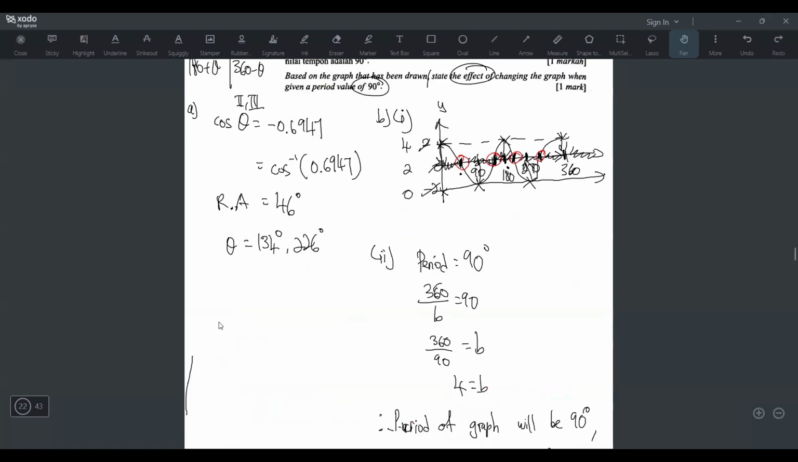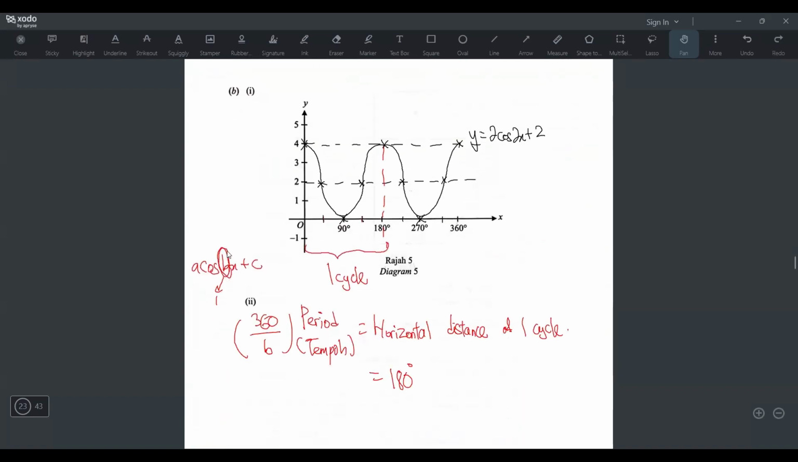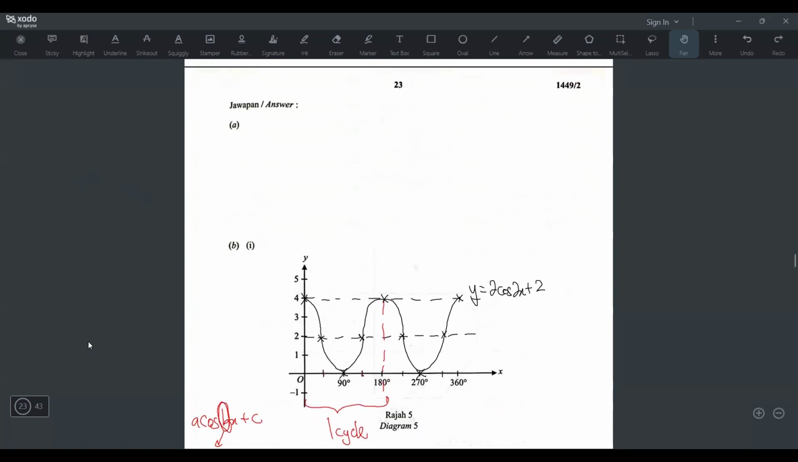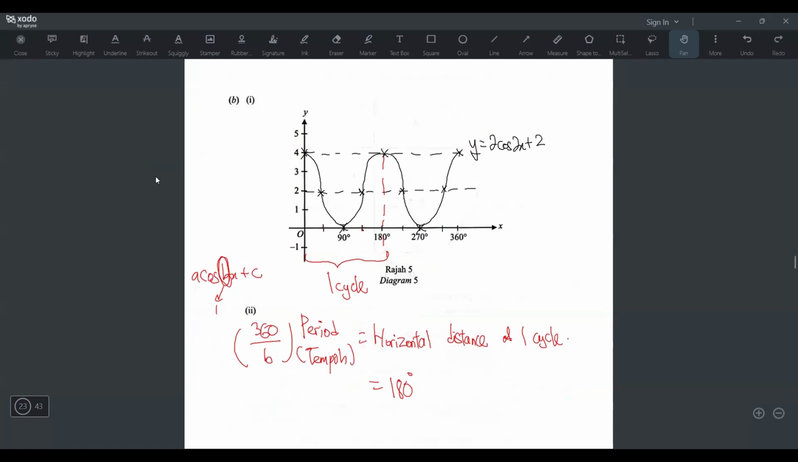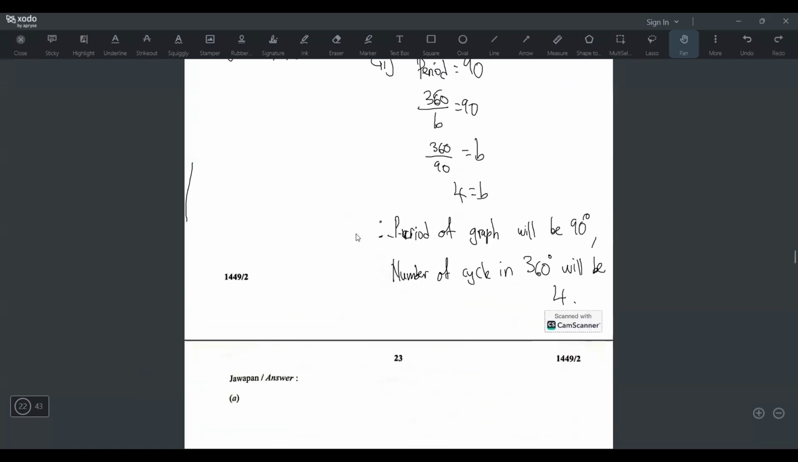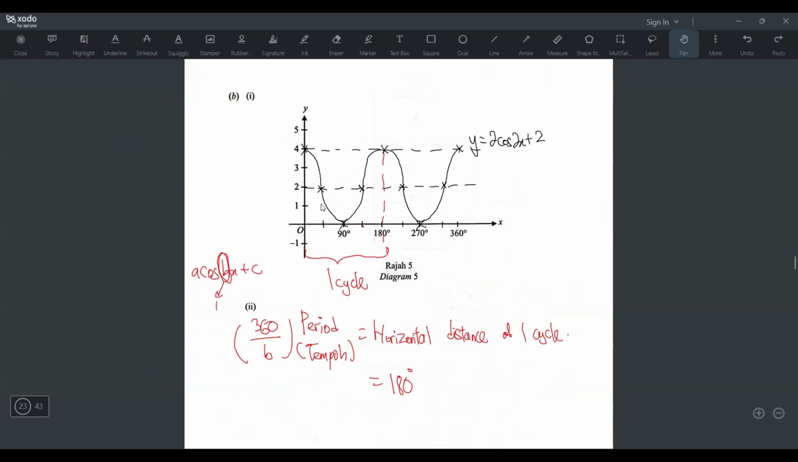This B represents the number of cycles in 360. If this is 2, there are 2 cycles in 360. If the B is 3, there will be 3 cycles in 360. If this B is 4, there will be 4 cycles in 360. So if the B changes to 4, then there will be 4 cycles in 360, and the period will be 90. It means by the time you reach 90, you already complete one. I hope you understand. I think that's all, right?